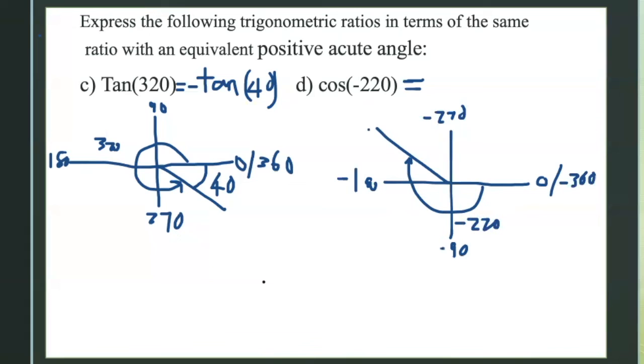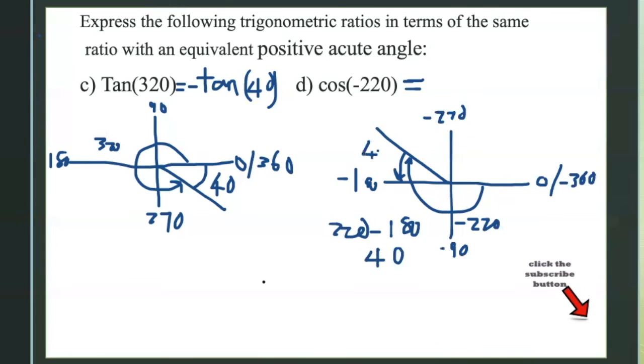Now I need the reference angle, which is a positive acute angle, and it will be between the reference line and the terminal ray. So as you see, we can use 220 minus 180. Forget about the sign, just say 220 minus 180. And that will give us the acute angle, which is 40. And because cos minus 220 is not a positive value, then it means cos 40 will have to have a minus sign in front of it. So I'd have minus cos 40 is the same thing as cos minus 220.